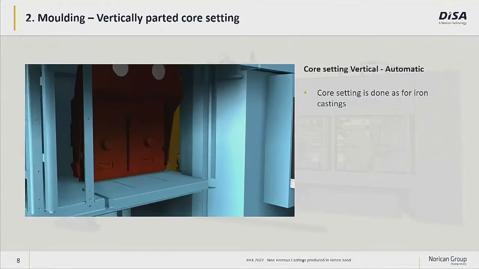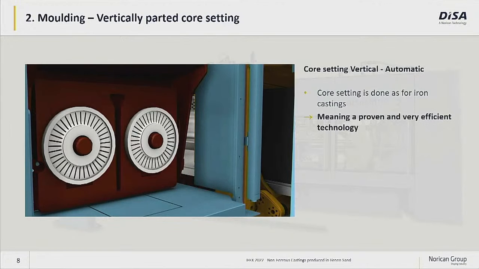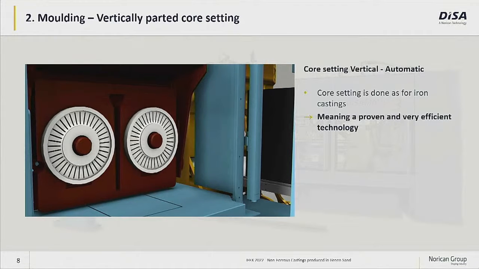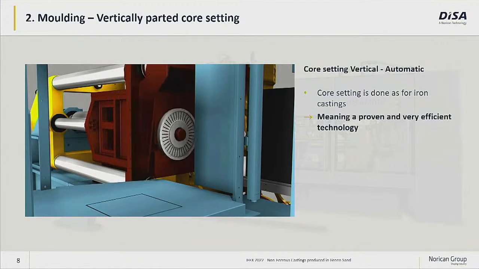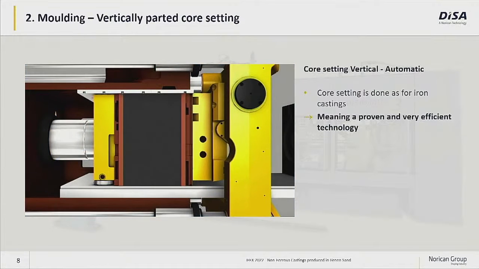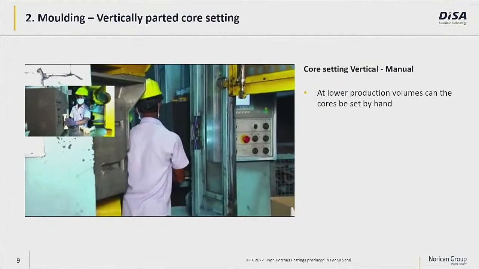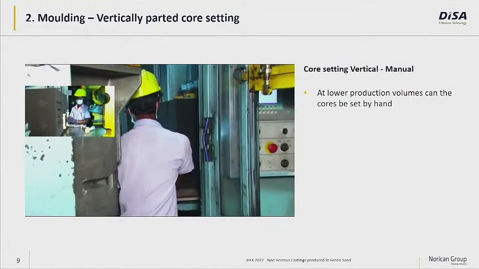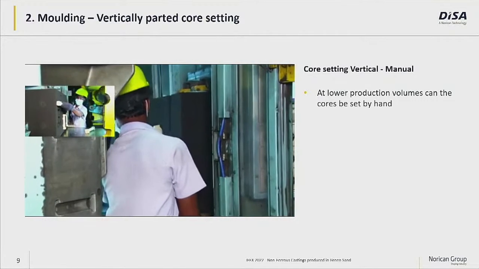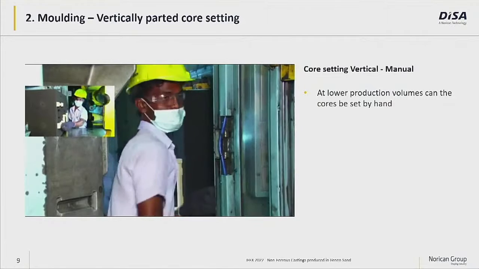Core setting will be done in the same way as you know from iron foundries, meaning we have a proven and very, very efficient process. So running core castings is actually one of the places where moving to green sand will give you the best benefits. If we talk about aluminum castings and brass and bronze castings, we typically talk about shorter volumes. This means it can also make sense to do core setting by hand.